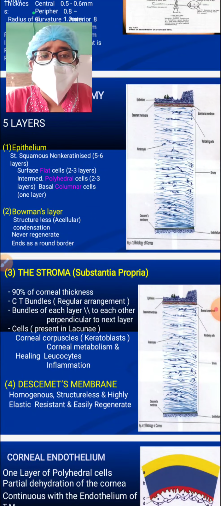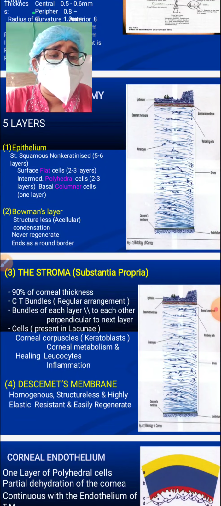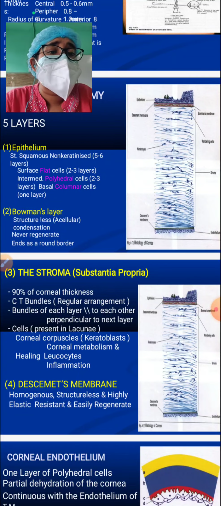Second is the stromal layer, the corneal lamellae. The collagen fibers are distributed in a very fine way, in a parallel way, and each one is at 90 degrees to another, like a lattice pattern. This pattern actually helps to maintain the transparency. Any alteration in the pattern or corneal lamellar arrangement will hamper this transparency.